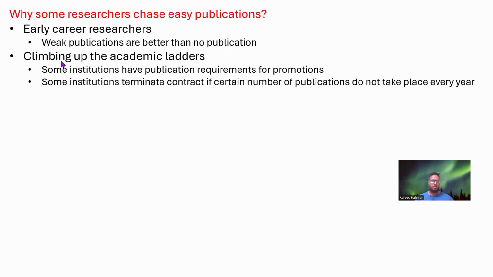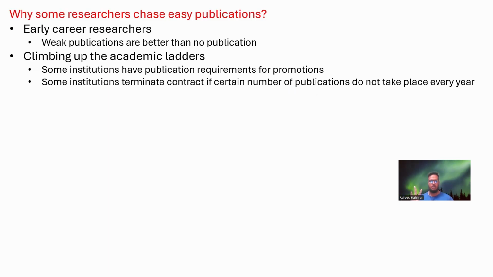The next thing is climbing up the academic ladders. So, this is not for early career researchers, rather, this is for people who are already in academia, who are acting as a professor of some sort. So, many institutions have some sort of publication requirements if you want to actually get promoted to higher positions. And also there are institutions who impose some termination contract if a certain number of publications do not take place every year. So maybe this requirement is three for some institutions.